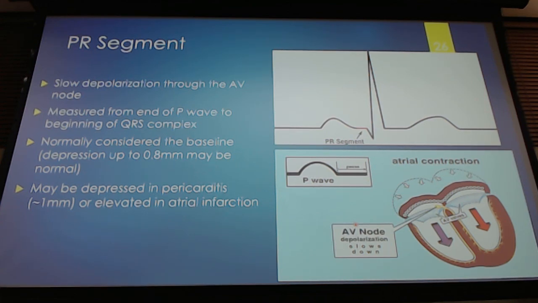Right. So one box is what? 1 millimeter. So not even a box, right? Just a little tiny bit. But most of the time you won't even be able to see it. So if we have PR depression that's greater than 1 millimeter or so, we're thinking more like some underlying pathology as opposed to a normal variant.